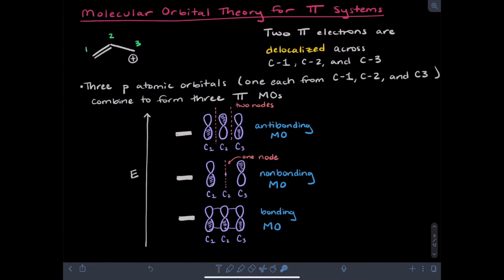Now let's consider how many electrons we have and where they will reside. Looking at our molecule up above, I have 2 pi electrons filling the pi bond between carbons 1 and 2, and carbon 3 has an empty p orbital, so it isn't contributing any electrons. I only have 2 pi electrons total, and they're going to fill my lowest energy orbital, known as my bonding molecular orbital. This leaves my non-bonding and anti-bonding molecular orbitals unfilled.